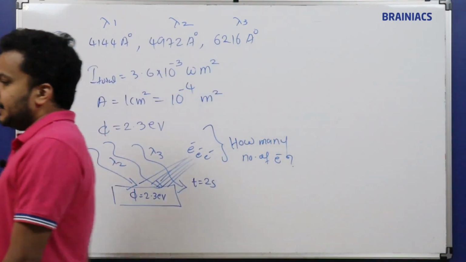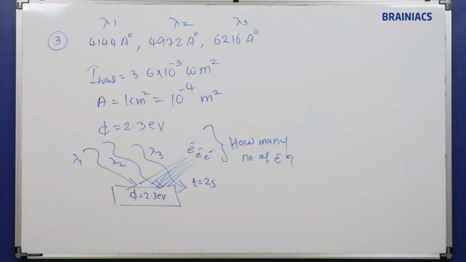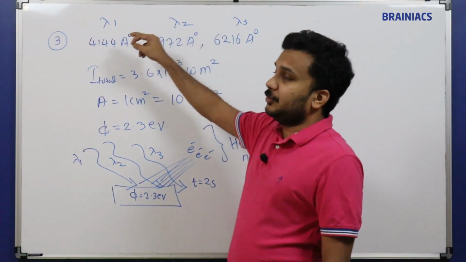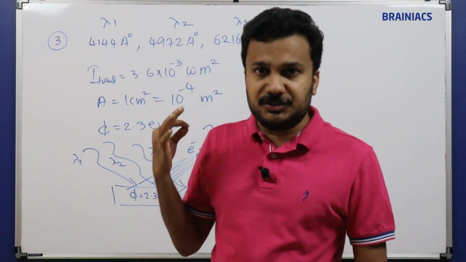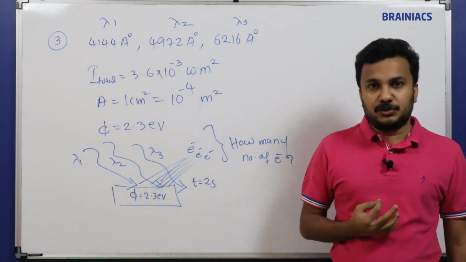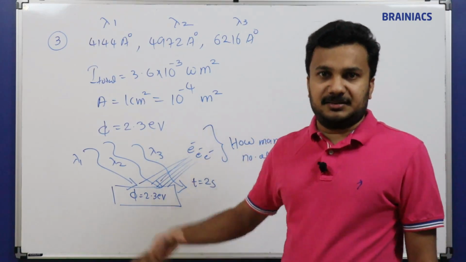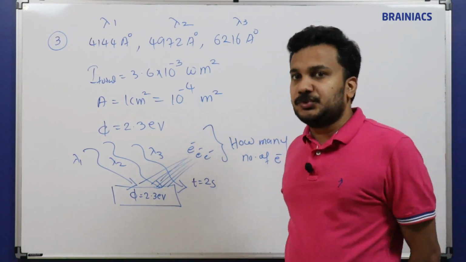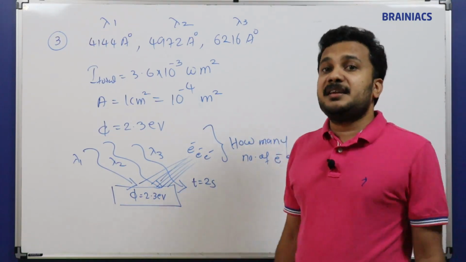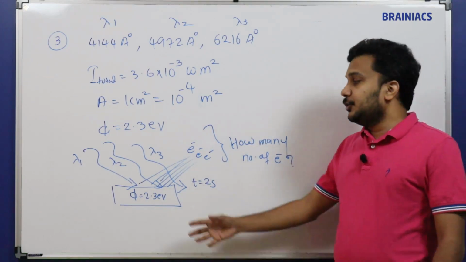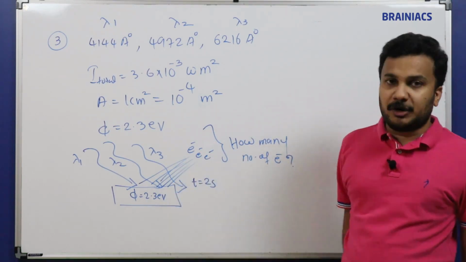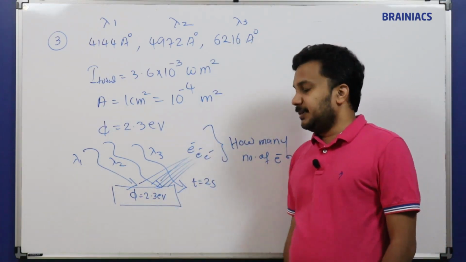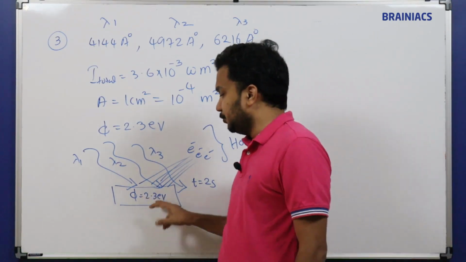Work function is given. When such questions come in front of you, you first have to understand whether the wavelength of the light, which is related with energy by E = hc/lambda, is sufficient. Corresponding to each lambda there is one energy. You have to say whether that energy is sufficient to eject the electrons or not. So, listen very carefully. Work function is given, phi equal to 2.3 electron volts.